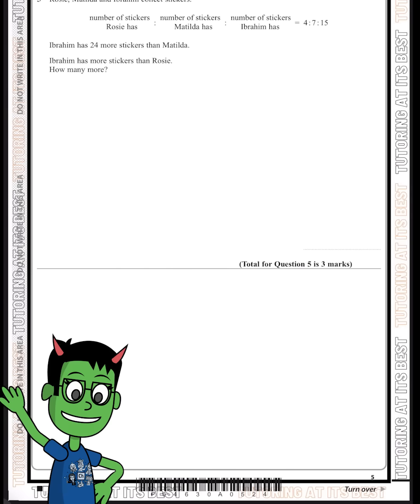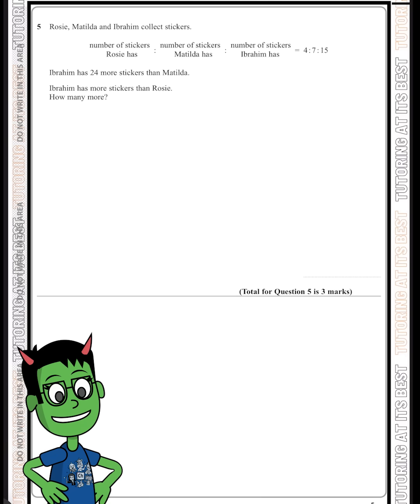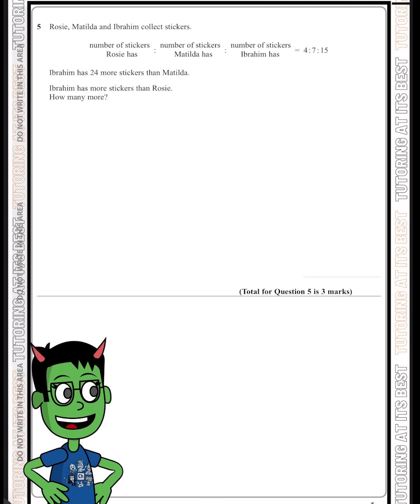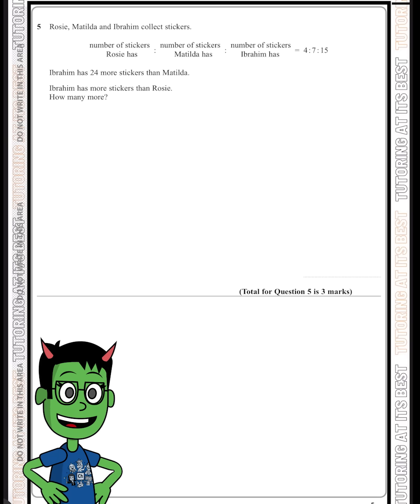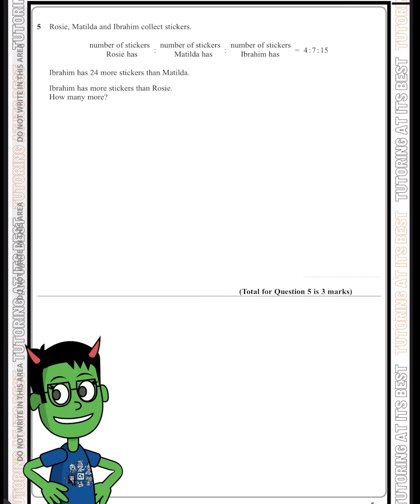Okay, question 5. Righty, so question 5 is a ratio-based question. They've told us that Ibrahim has 24 more stickers than Matilda, and Ibrahim has more stickers than Rosie. So how many more stickers does Ibrahim have than Rosie? Well, let's take a look at this, right?